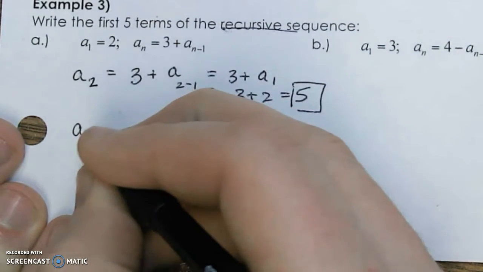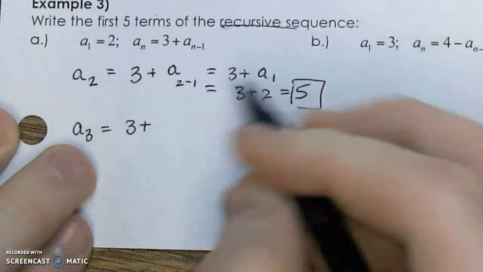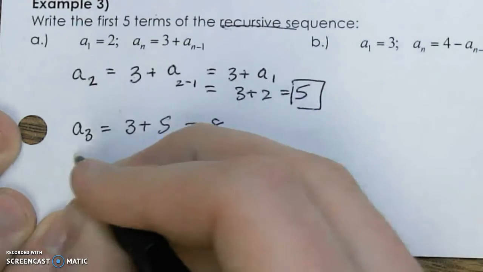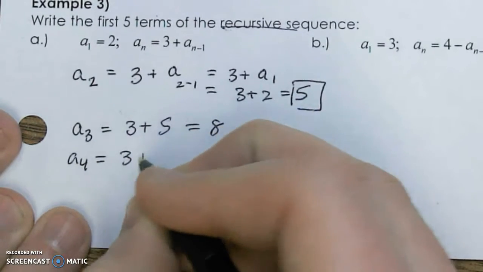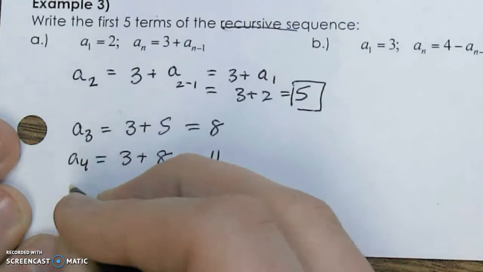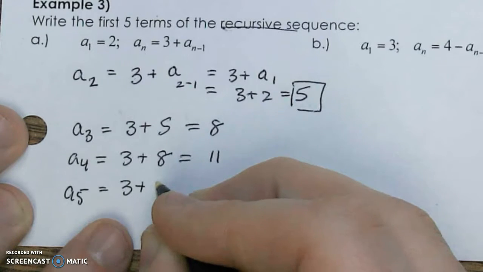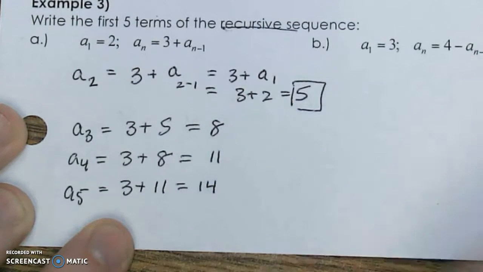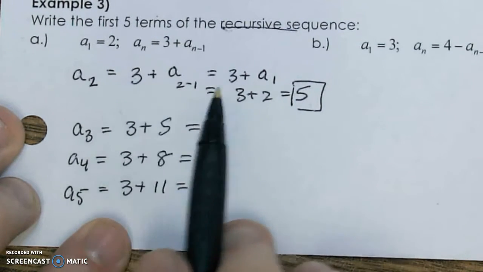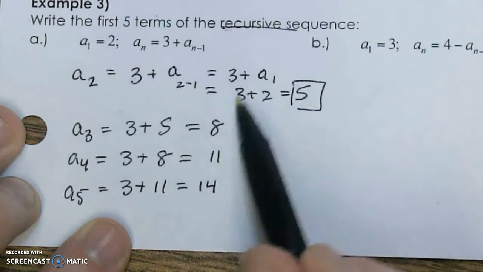So to get A3, it'll be 3 plus the answer right before it, so 3 plus 5. And then A4 will be 3 plus the 1 before it, which was 8. So we get 11. And A5 is 3 plus the answer 1 before it, so 3 plus 11 is 14. So you don't always have to do all this work if you understand what the notation means. But if you need to do all the work, then do all the work.